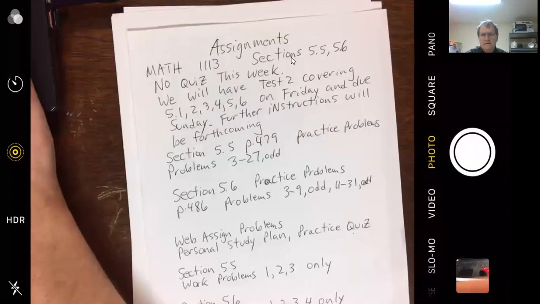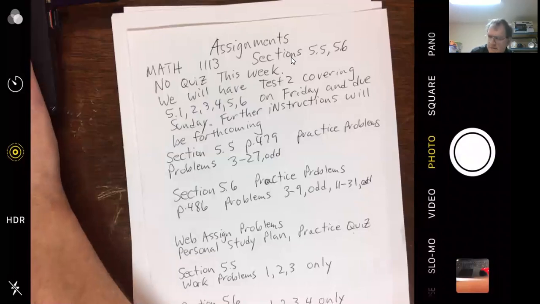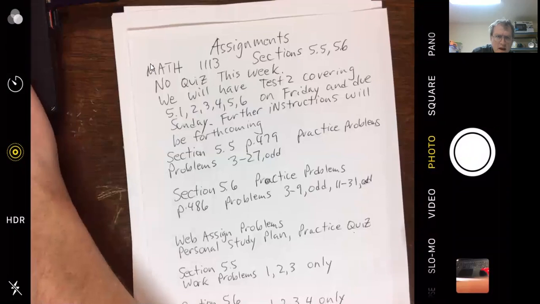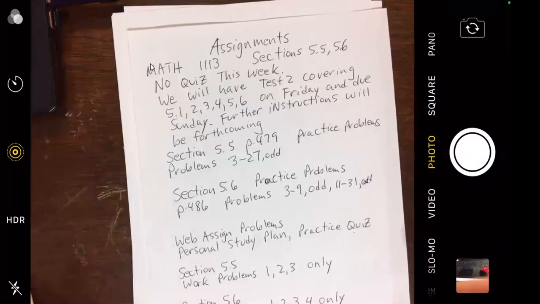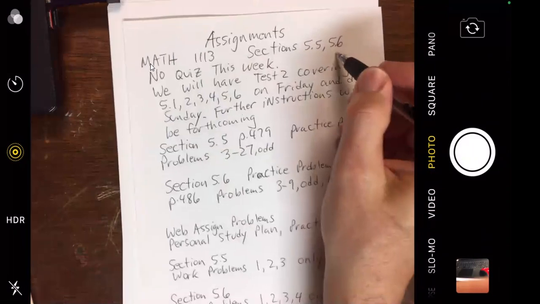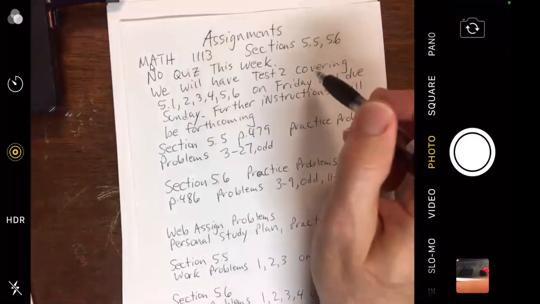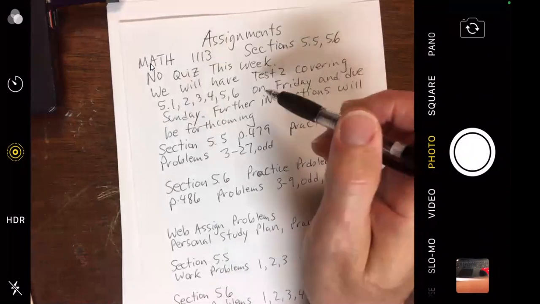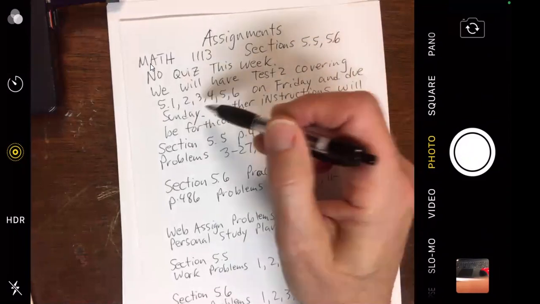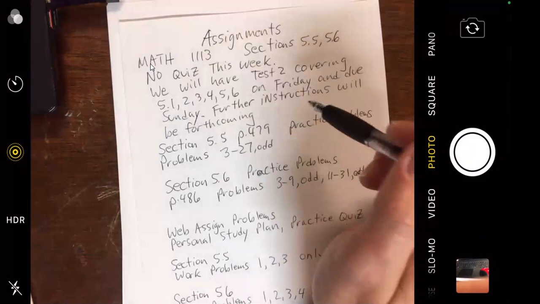Hello, this is the Math 1113 Zoom meeting for Tuesday, February 16th. And we are covering sections 5.5 and 5.6 this week. The end of chapter 5, so there's no quiz this week. We will have test 2 covering 5.1, 5.2, 5.3, 5.4, 5.5, and 5.6 on Friday. It will be proctored.